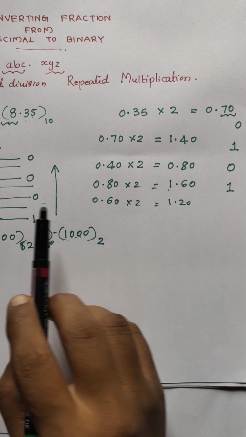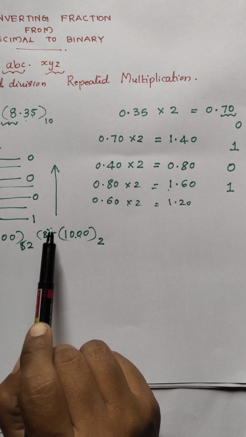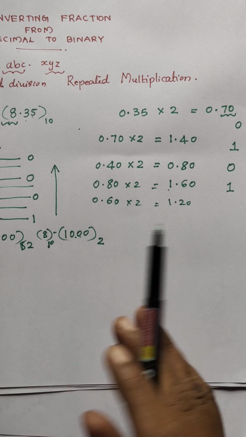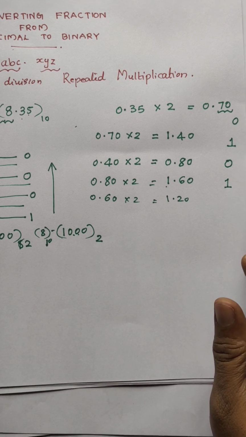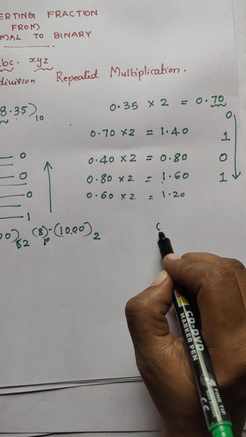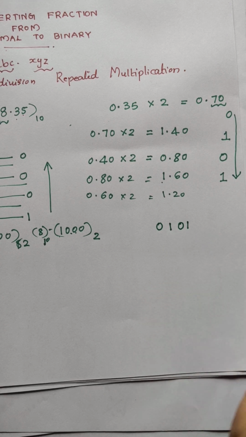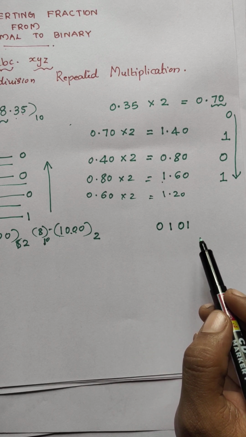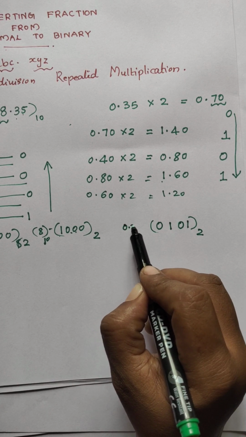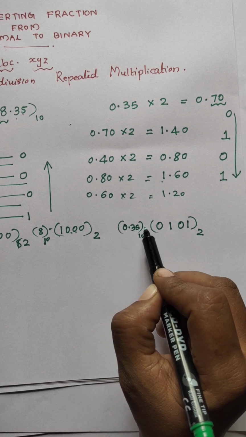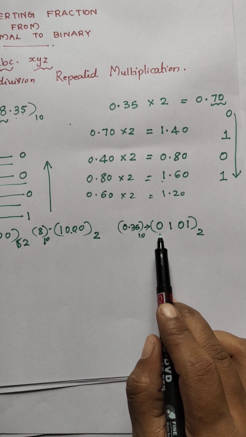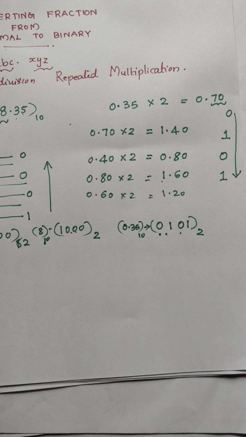Here for the integer part we take the output in bottom to top approach, but here it is just opposite, that means top to bottom. So the result will be 0, 1, 0, 1 and so on. We can take 3 or 4 digits. This is the binary representation of 0.35 to the base 10. What is the binary number? 0, 1, 0, 1. Is it clear?